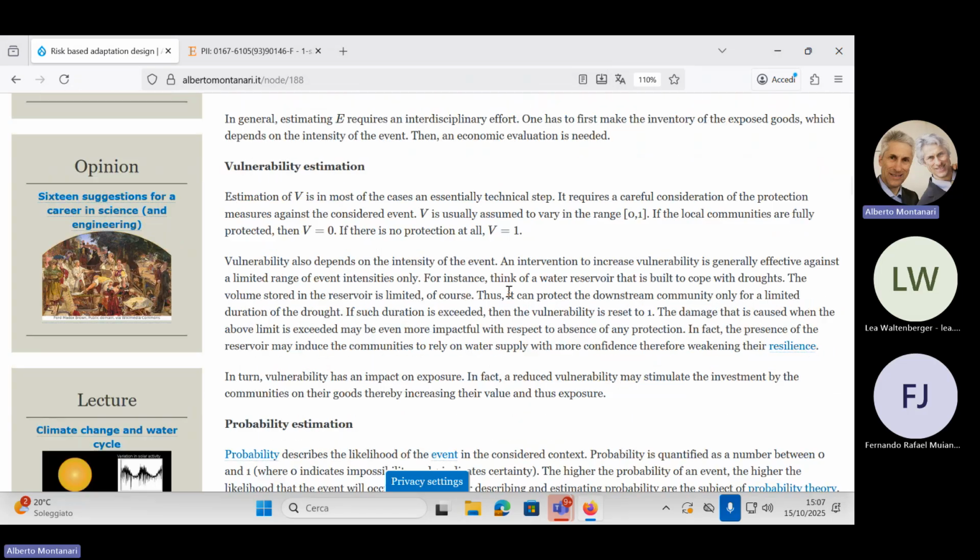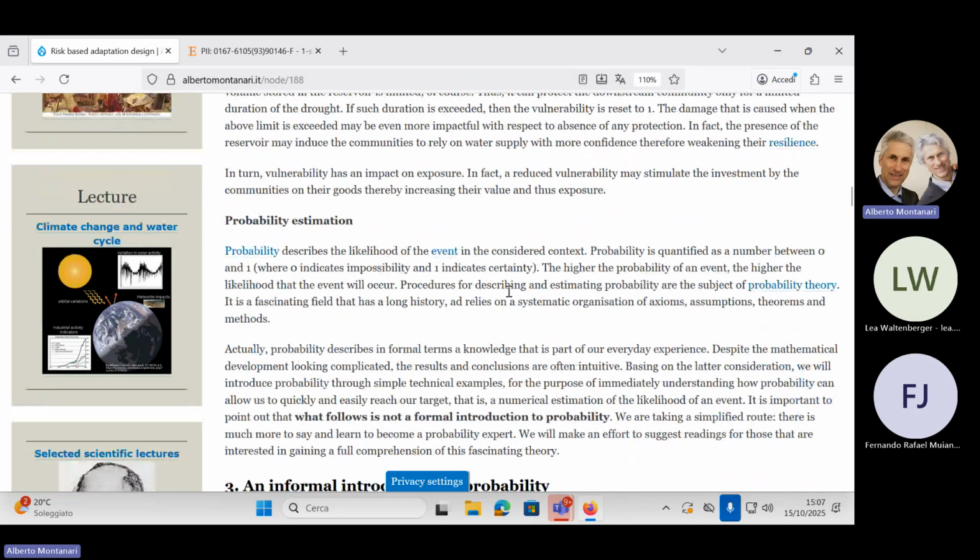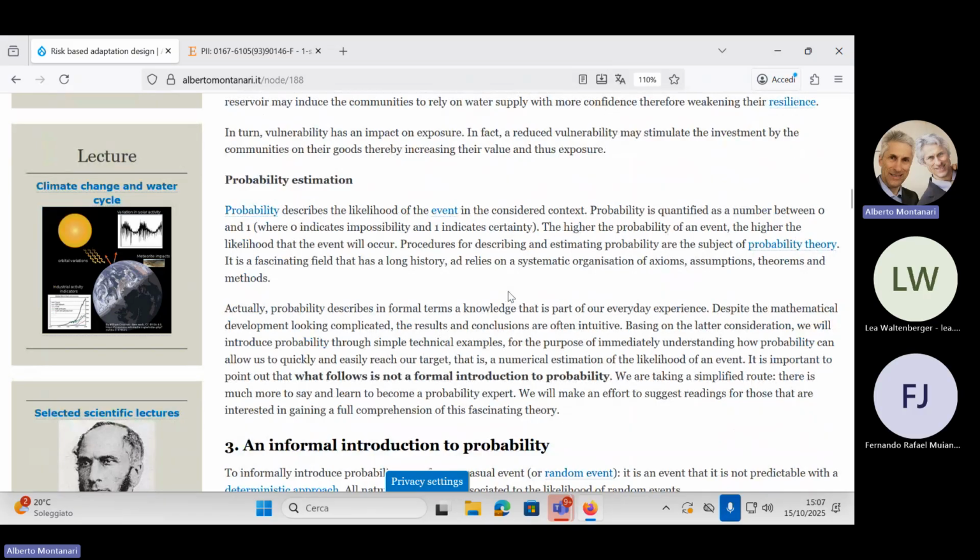And then there is the probability. We have some that we don't have, like we don't have a dam to reserve the water. So in this factor, how can we face things like climate change, rain, flood, in order to measure the vulnerability assessments?